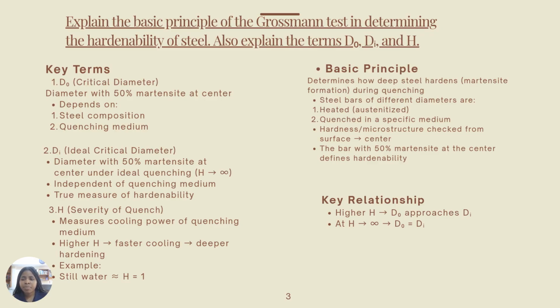Number three is H, which is the severity of quench. The third term, H, represents the severity of the quenching. It tells us how fast the cooling happens. If H is low, it means the cooling was very slow. If H is high, it means the cooling was quite fast. Oil has a lower H and water has a high H. So as H increases, the steel hardens deeper.